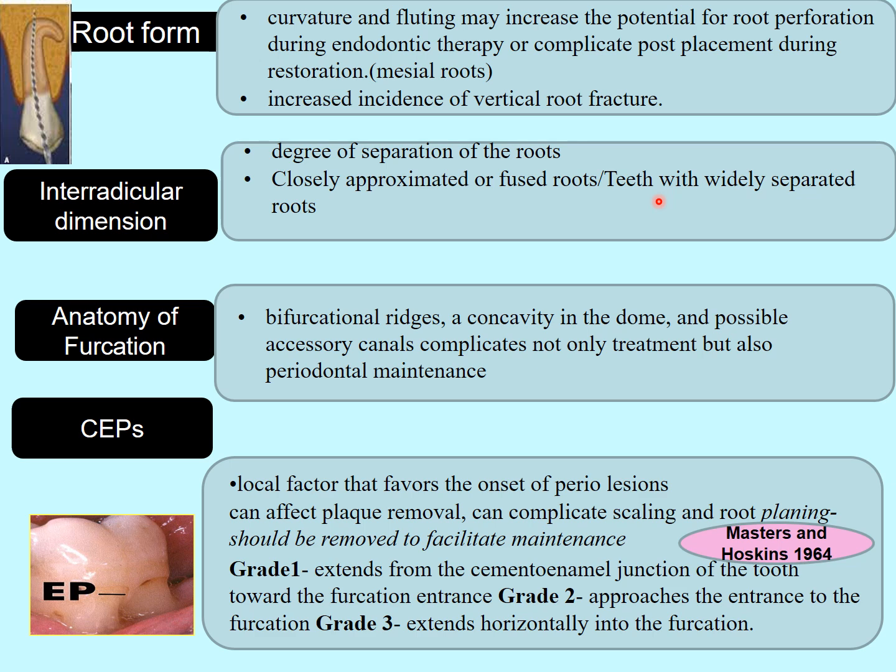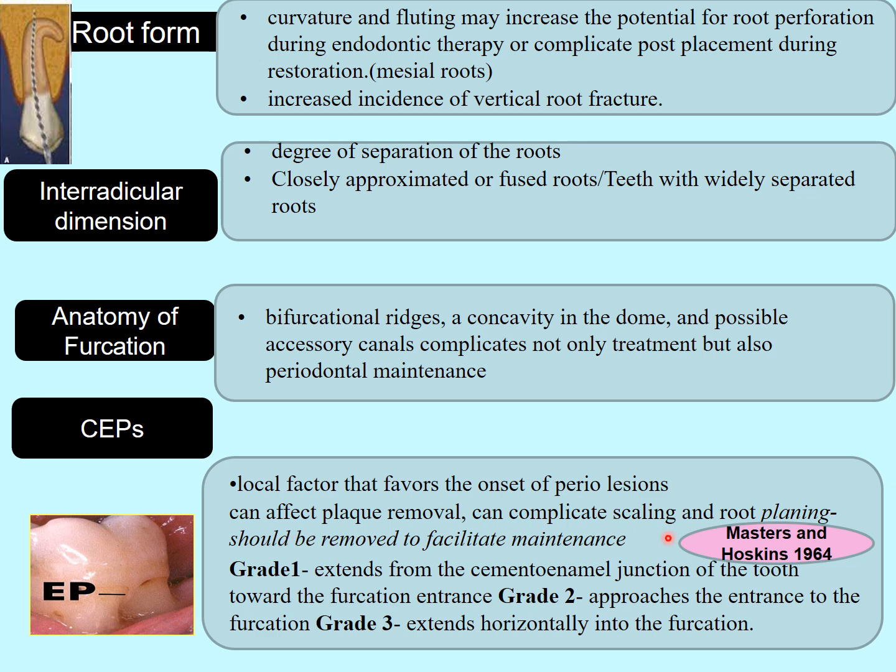Coming to the anatomy of the furcation, this can also lead to increased incidence of furcation involvement. For example, bifurcation ridges, concavity in the dome, and possible accessory canals complicate not only the treatment but also periodontal maintenance. Coming to cemento-enamel projections, these are local factors, like enamel pearls, that favor the onset of periodontal lesions. They can affect plaque removal and complicate scaling and root planing, and they should be removed to facilitate maintenance.